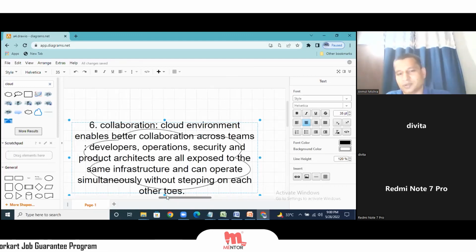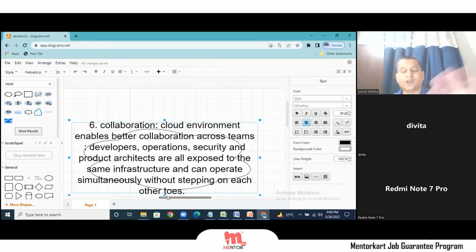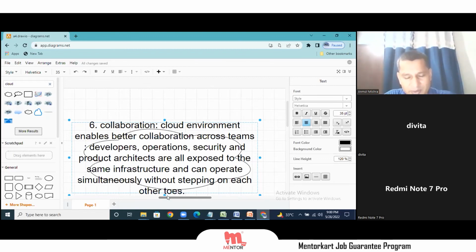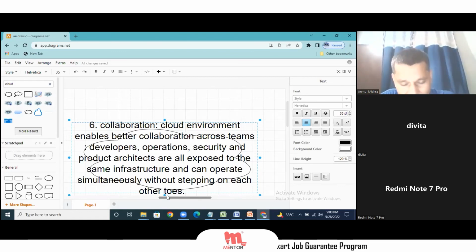So let's start on this. Collaboration means the cloud environment enables better collaboration across teams. Developers, operations, security, and product architects are all exposed to the same infrastructure and can operate simultaneously without stepping on each other. No one can say this is my fault, this is your fault. In on-premises, everyone keeps pushing: this is not my mistake, this is your mistake. So we don't have so much headache.